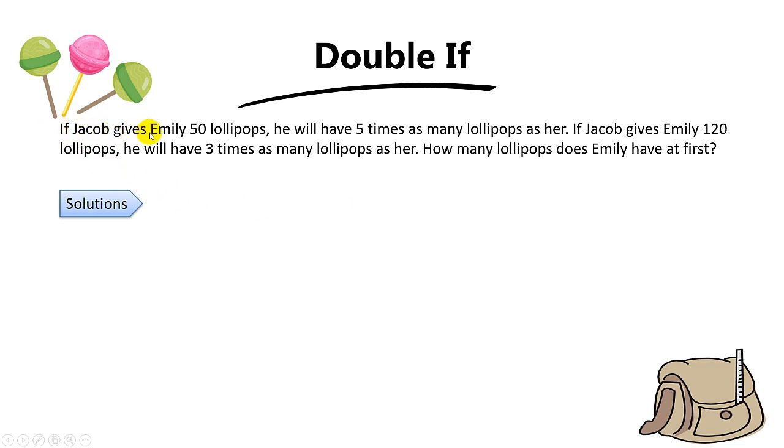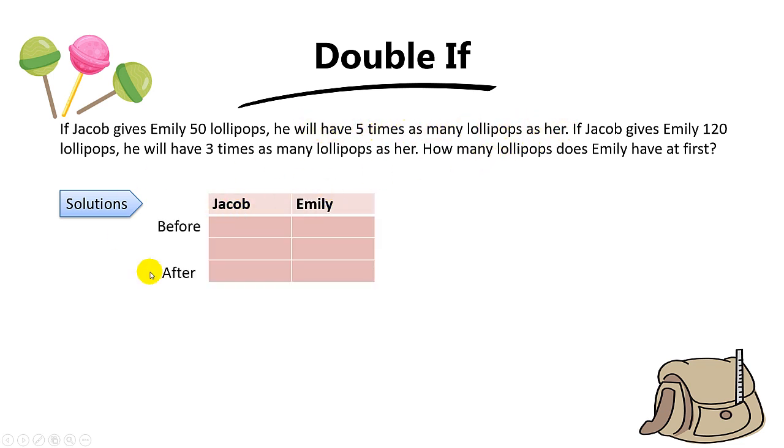If Jacob gives Emily 50 lollipops, he will have 5 times as many lollipops as her. If Jacob gives Emily 120 lollipops, he will have 3 times as many lollipops as her. How many lollipops does Emily have at first? Alright, let's look at the first if. If Jacob gives Emily 50 lollipops, he will have 5 times as many lollipops as her.